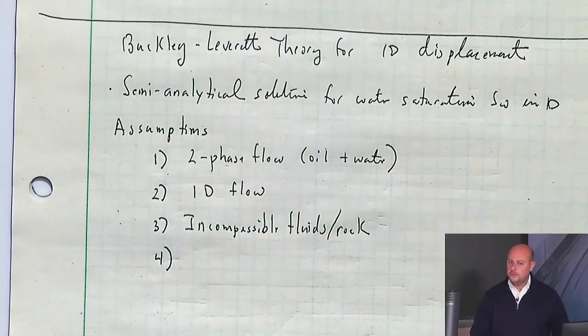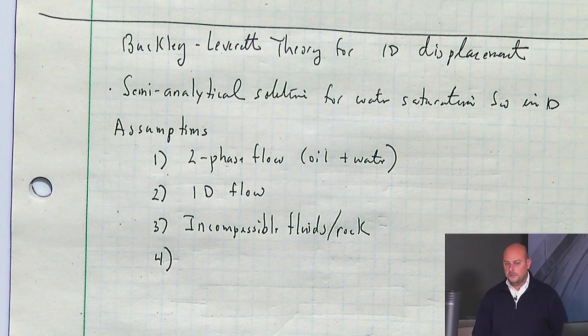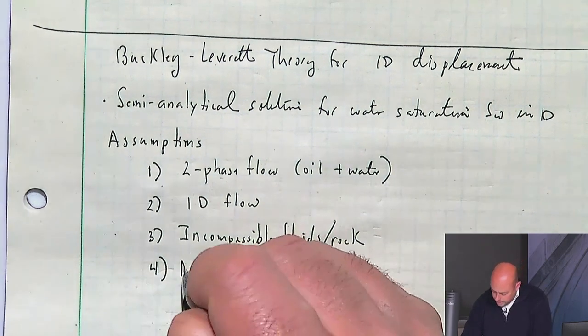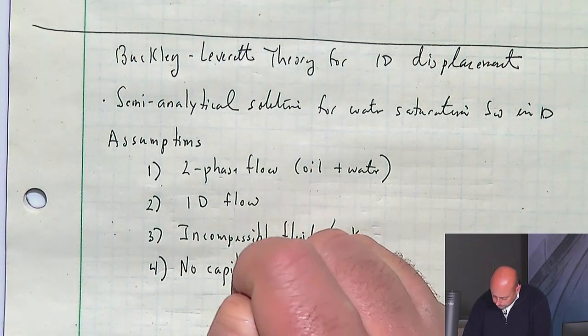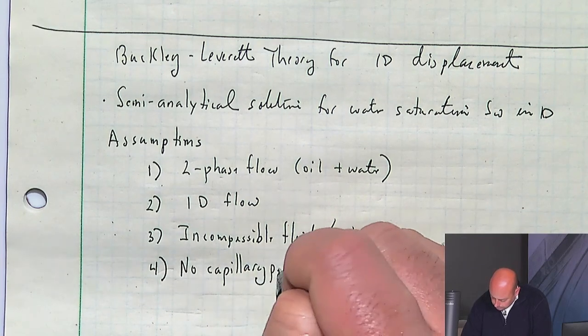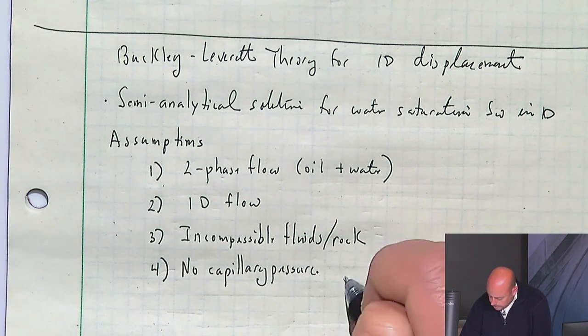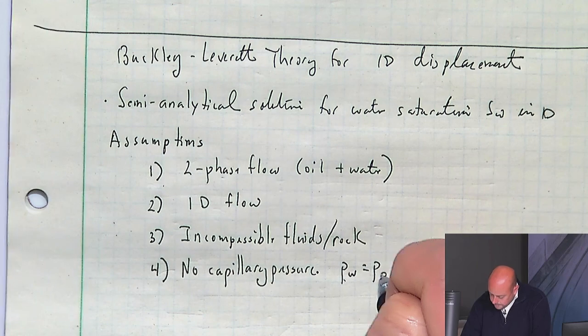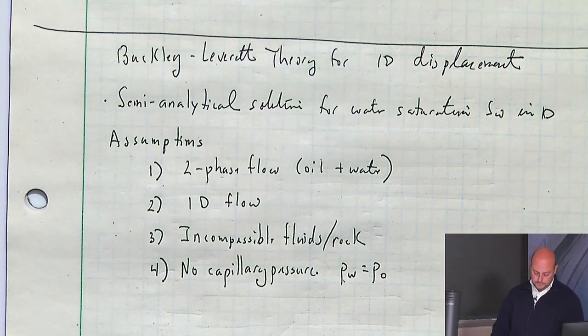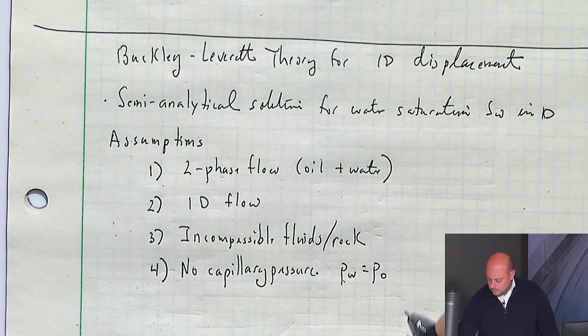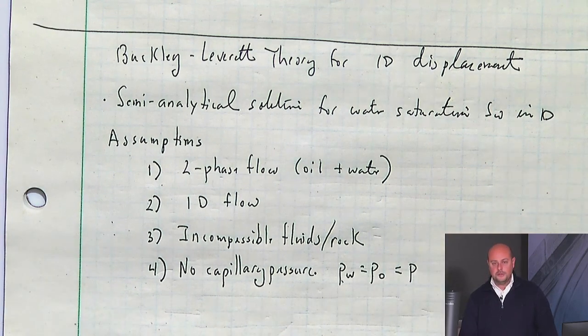It's not entirely true, but the change in density and the change in porosity with time is usually so much smaller than the change in water saturation with time. And the last one will be no capillary pressure. So that means that PW is equal to PO. And because of that, I'll just write that as P, the pressure.